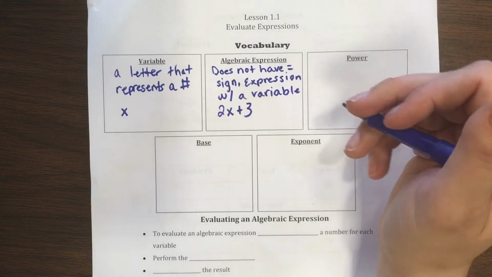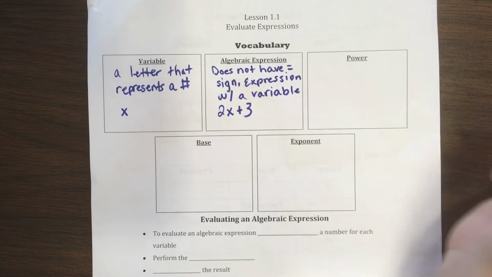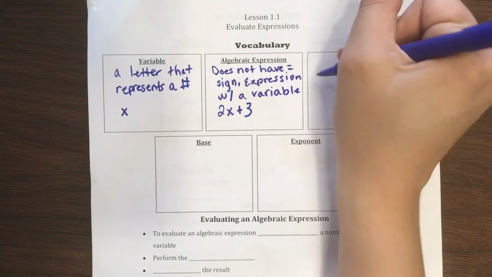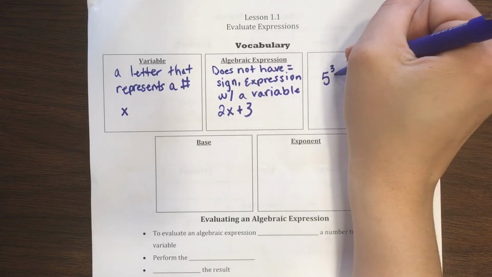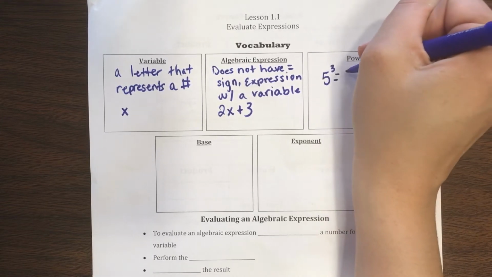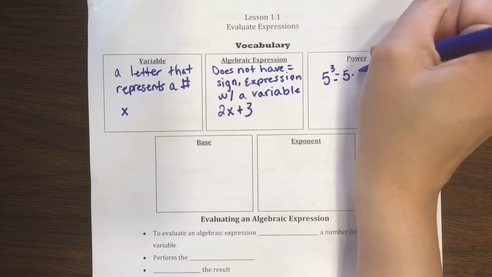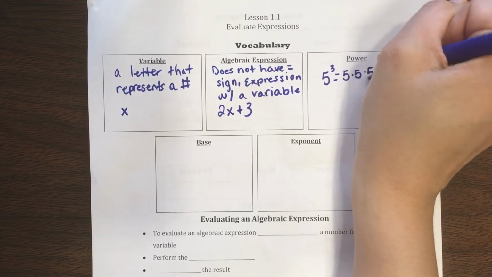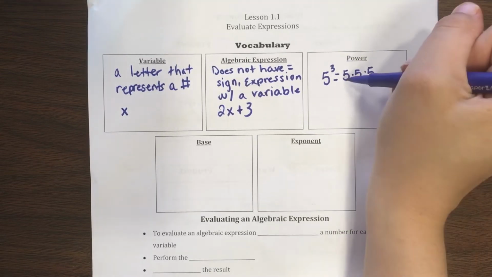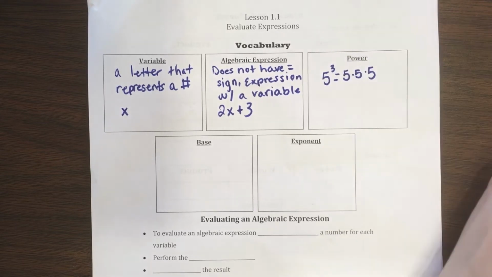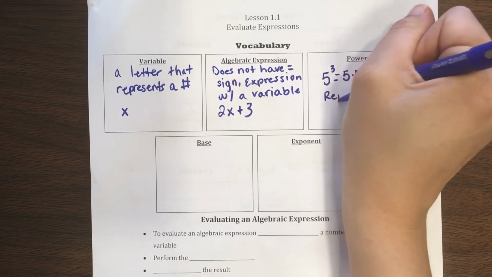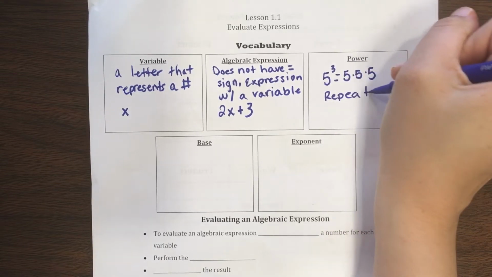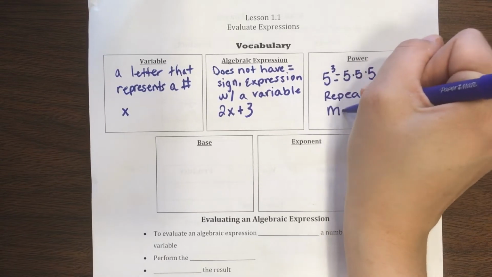Now we have power. Anytime we take something to a power or to an exponent, let's say we have 5 to the third, you guys should know that 5 to the third is the same thing as 5 times 5 times 5. Okay, the 3 represents how many times you multiply. That 5 is the base. It is repeated multiplication.